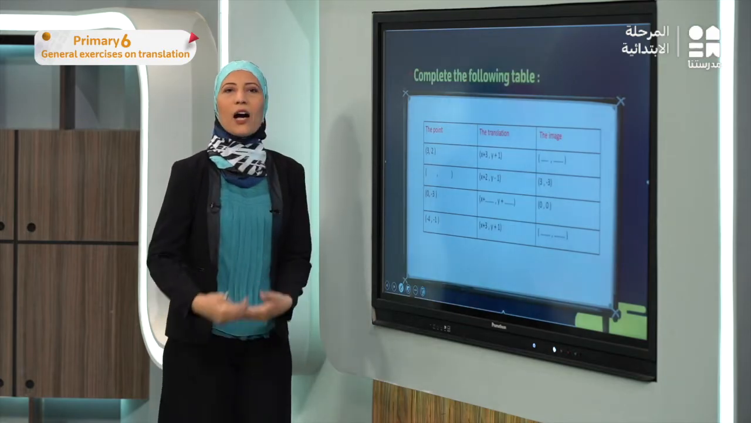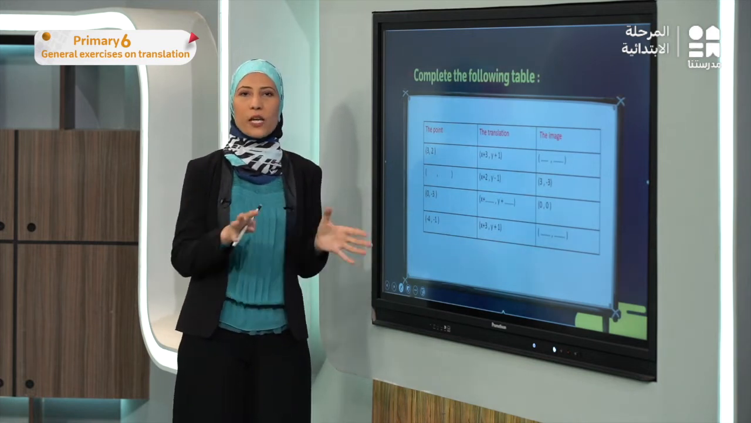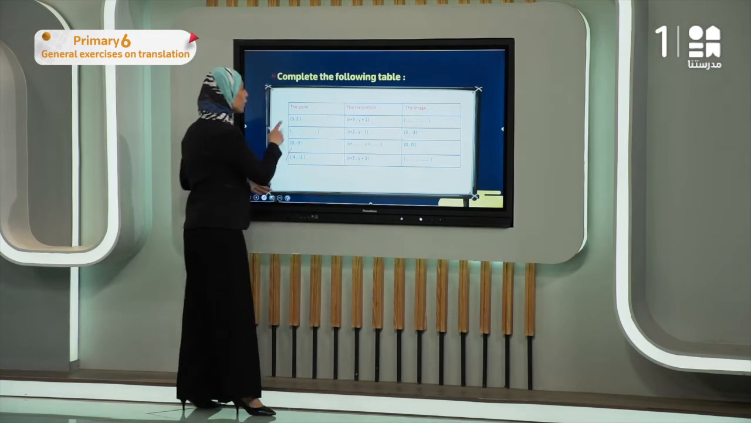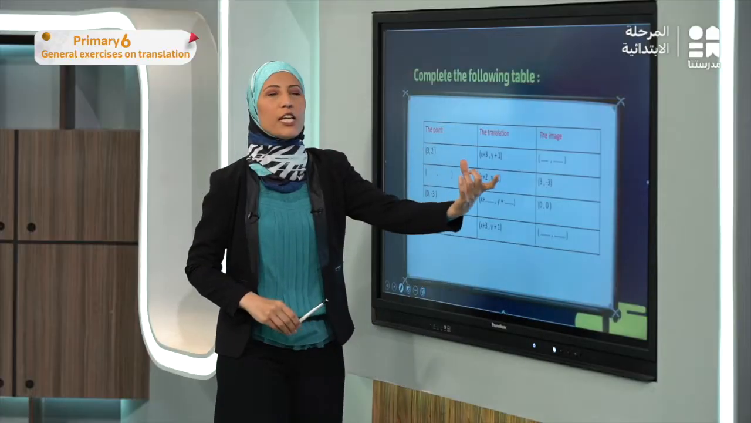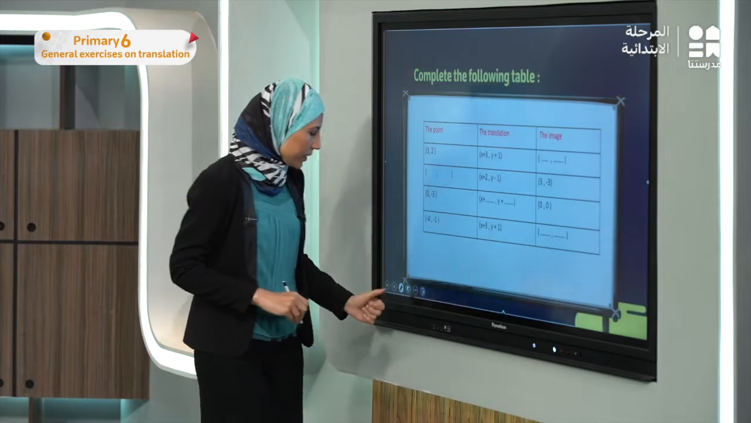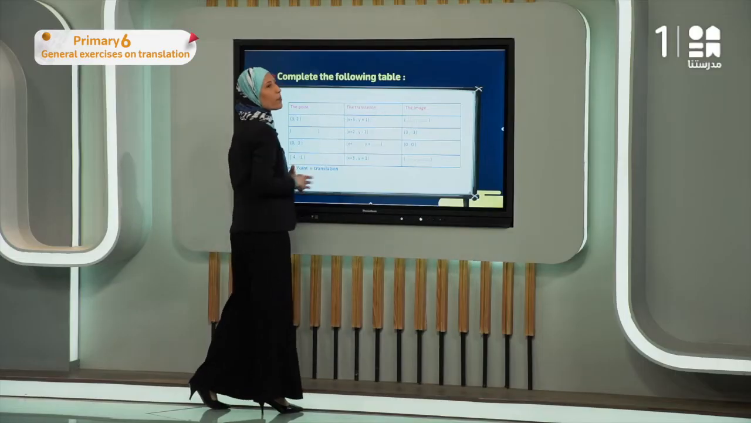Let's see how we can find the points, the translation and the image with this table. This table, you can find it in the math book. The first point he wants from me to find the image. He already gave me the point and the translation. Let's remember the rules. How can we find the image? The image equals a point plus a translation. So I will add the point plus the translation to find my image.